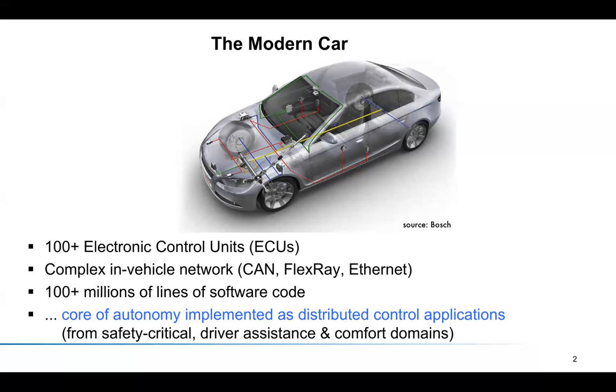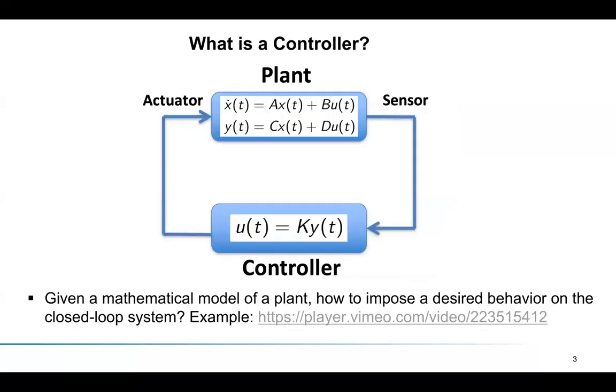Now, these control applications might come from the safety critical domain, from the driver assistance domain, or from the comfort domain. But the point to note here is that this huge volume of code essentially implements things that are centered around different kinds of feedback controllers. Now, I am sure I don't have to show this slide here because all of you are better equipped with control theory than I am.